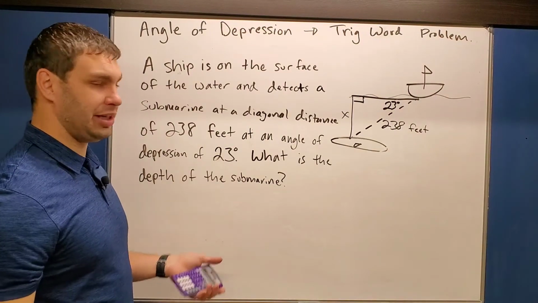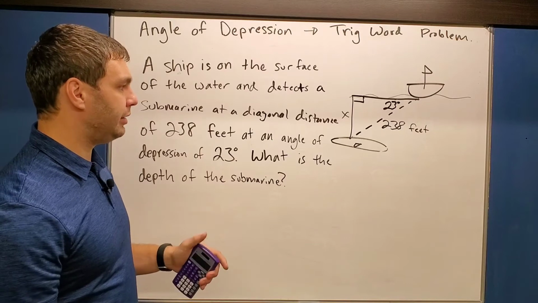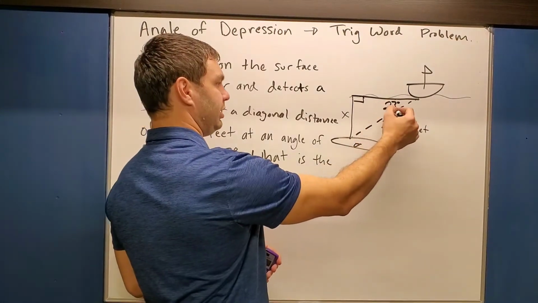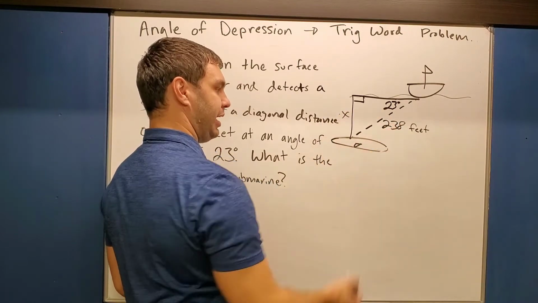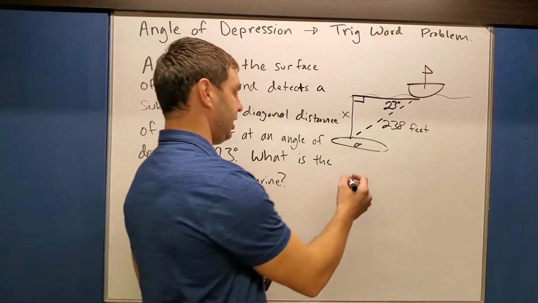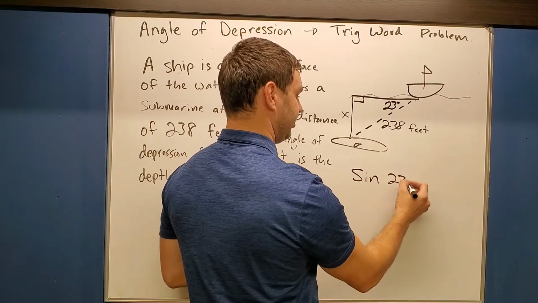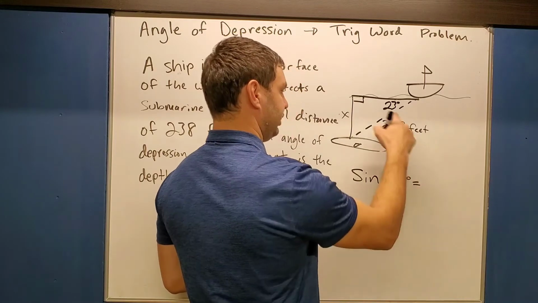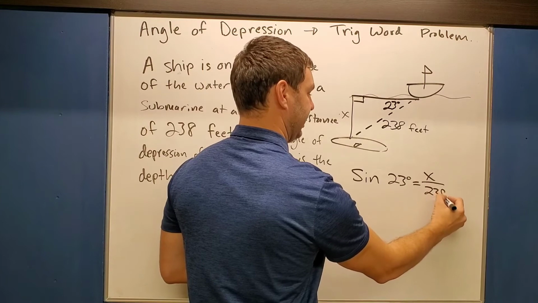To figure this out, we need to use trig, which means you better have a calculator handy, ready to go. In this case, we have 23 degrees. Compared to that, I need my opposite side and the hypotenuse. Opposite and hypotenuse, that is sine. We're going to use our sine function. So I need sine of 23 degrees equals the opposite x over the hypotenuse 238.